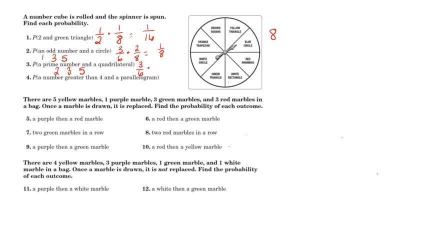Let's see, I might have a square is a quadrilateral, a rhombus is a quadrilateral, a rectangle is a quadrilateral, and a trapezoid is a quadrilateral. So that's 4 out of 8, which is 12 over 48, which is a fourth.